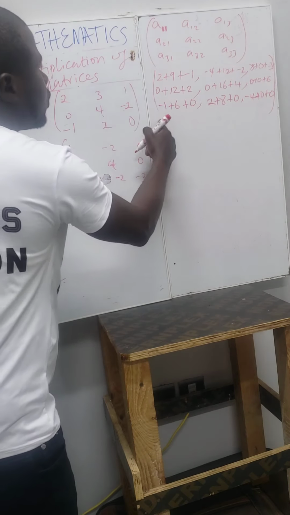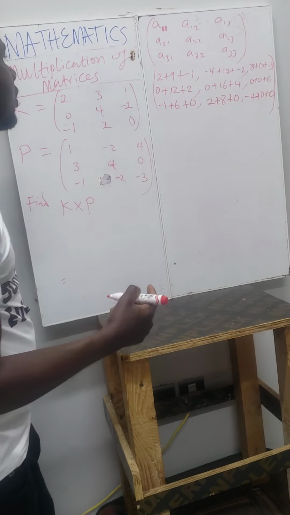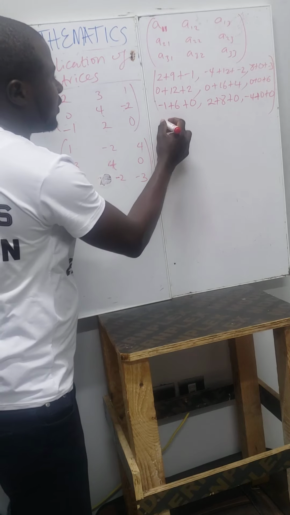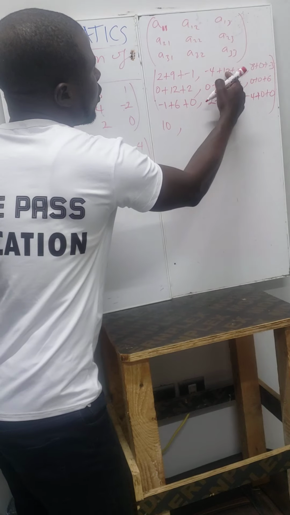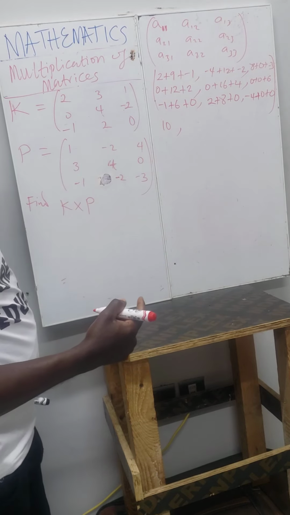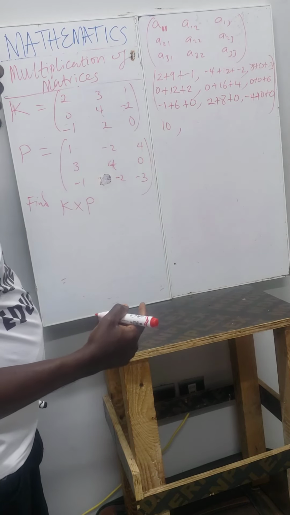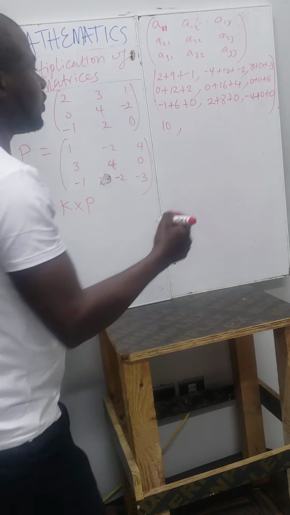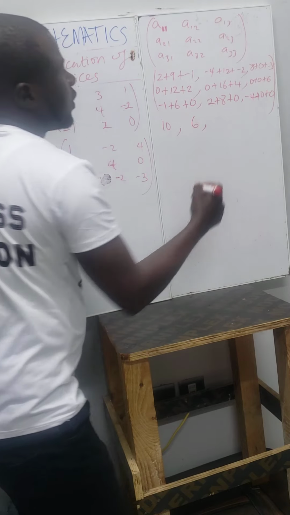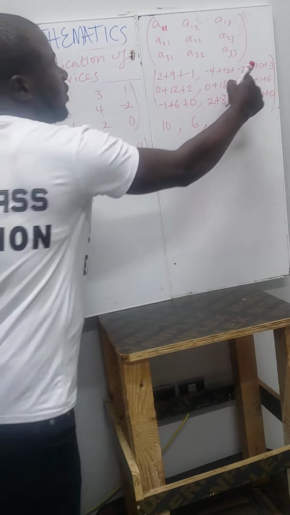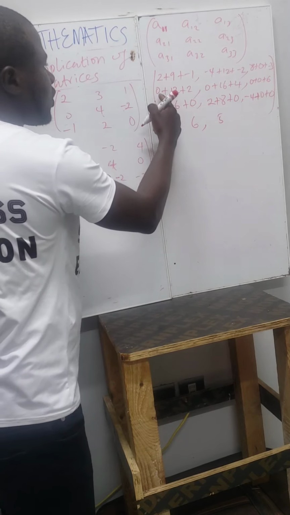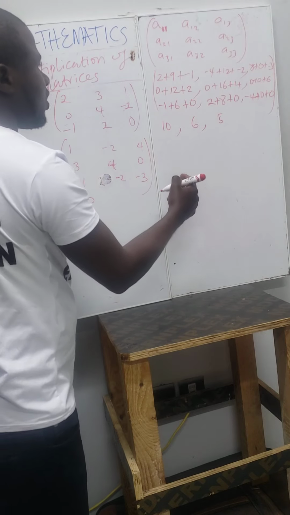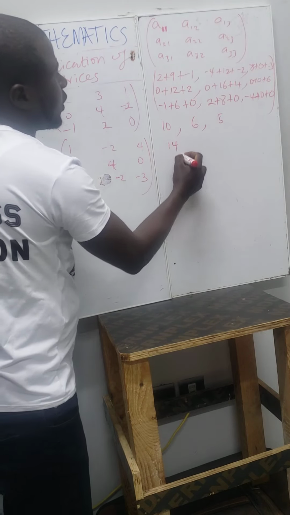Are we getting it? 2 plus 9 is 11. 11 minus 1 is 10. Comma. Minus 4 plus 12 is 8. 8 minus 2, 6. 8 plus 0 is 8. 8 minus 3 is 5. 0 plus 12 is still 12. 12 plus 2 is 14.